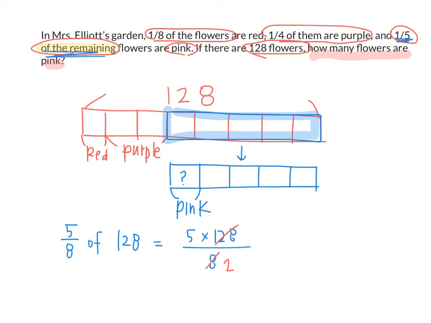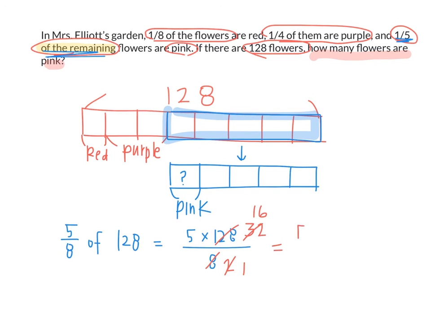What's 128 divided by 4? What's 120 divided by 4? 30. What's 8 divided by 4? 2. See how you can do it in parts? Now, what do you notice between 32 and 2? They're both divisible by 2. So I can do it again. 2 divided by 2 is 1. 32 divided by 2 is 16. So now we have 5 times 16.